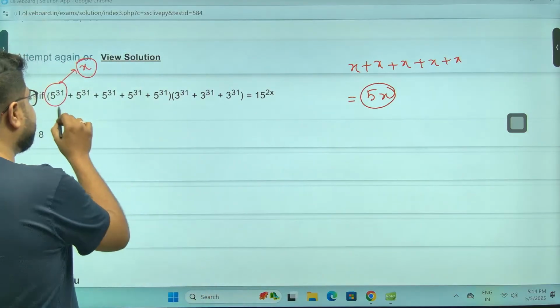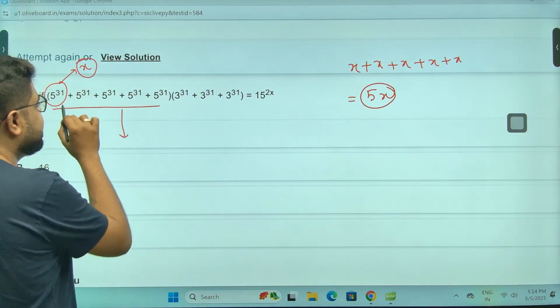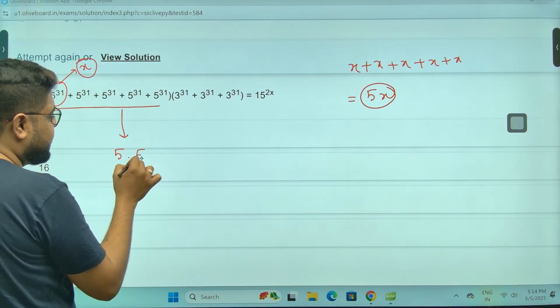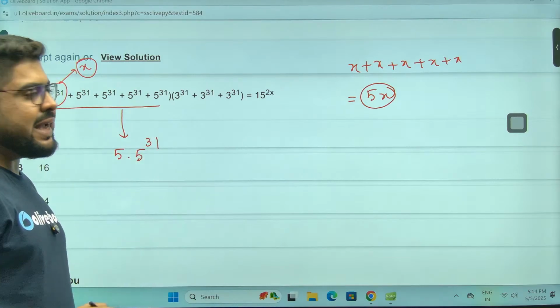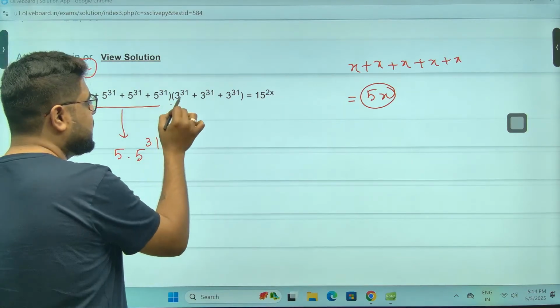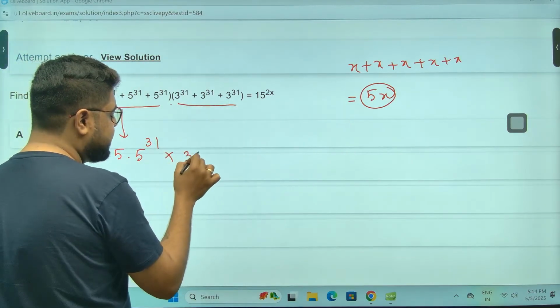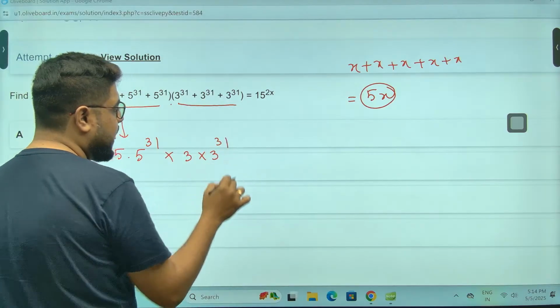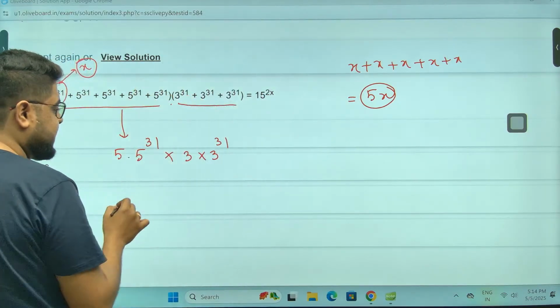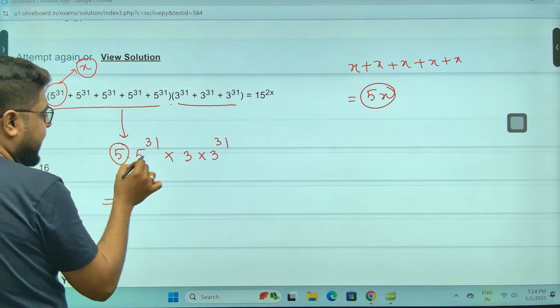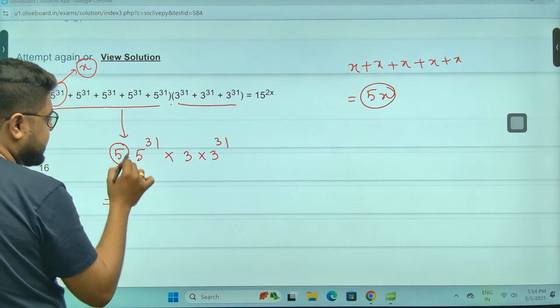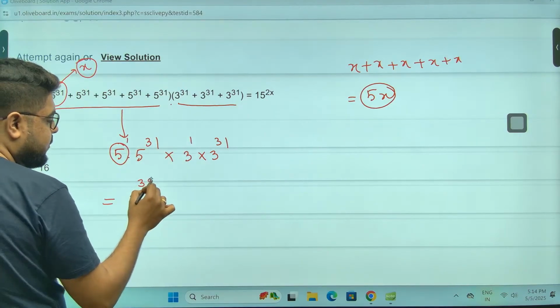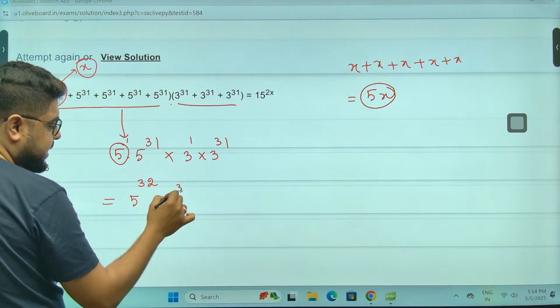So this thing means 5 times 5 to the power 31 into 3 times 3 to the power 31, which is something equal to, we will see. Now, sir, 5 times 5 to the power 31 means 5 to the power 1 into 5 to the power 31, which is 5 to the power 32, and 3 times 3 to the power 31 is 3 to the power 32.